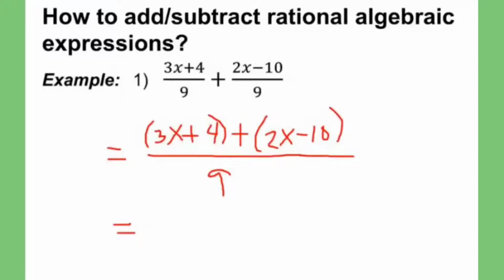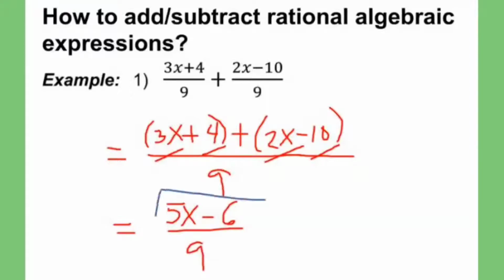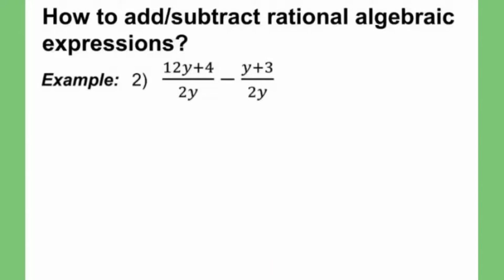Combine similar terms, 3x and 2x, that is equal to 5x. And positive 4 combined with negative 10, that is equal to negative 6. Then we just copy our denominator. And that's it. This is already our final answer. Let's have our next example.